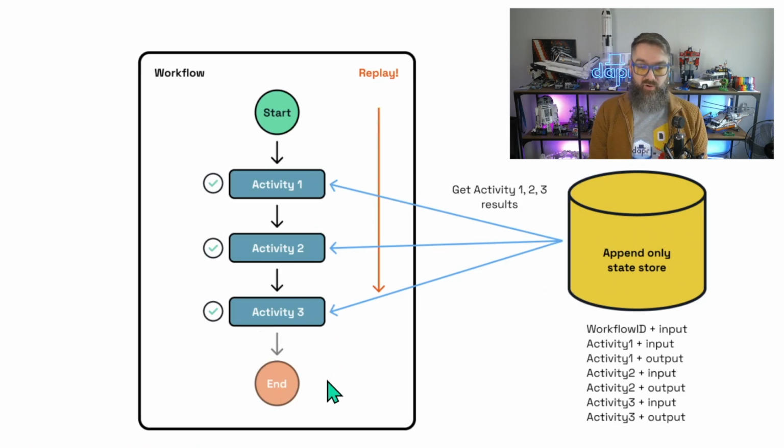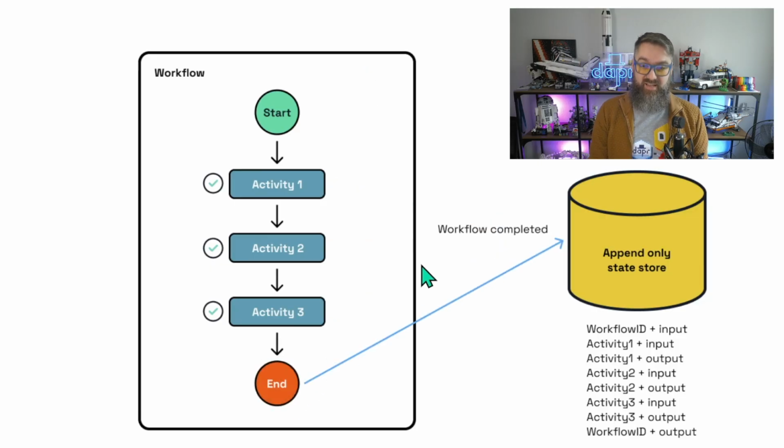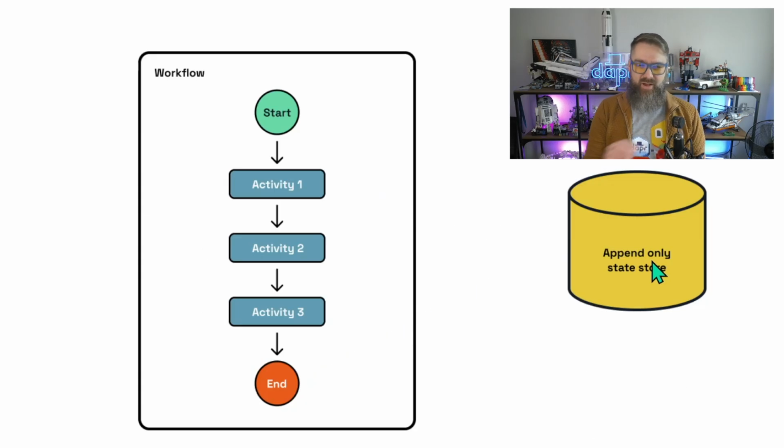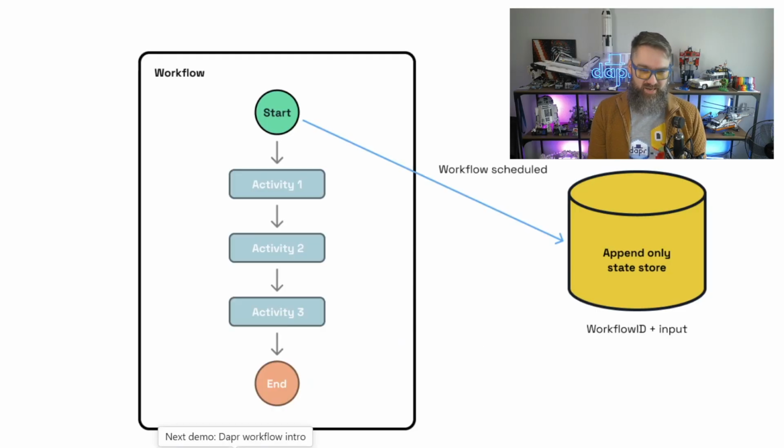And then our workflow has actually come to completion, and the workflow state and output of the completion will be stored in the state store. So as you can see, there's a lot of I/O happening between the application, the workflow engine, and the state store. This is important to realize, especially when you start debugging workflow applications.